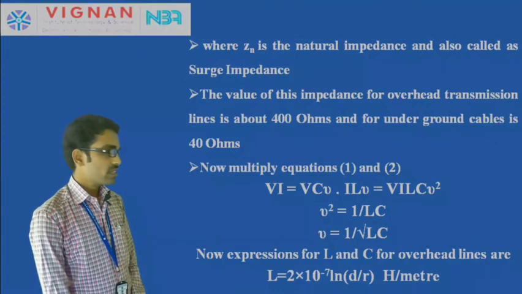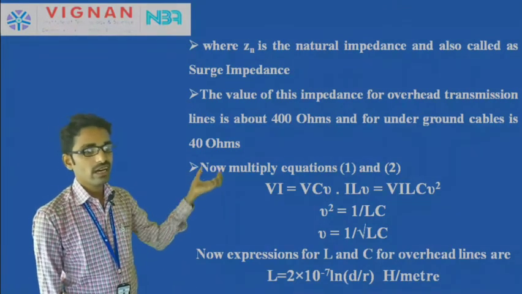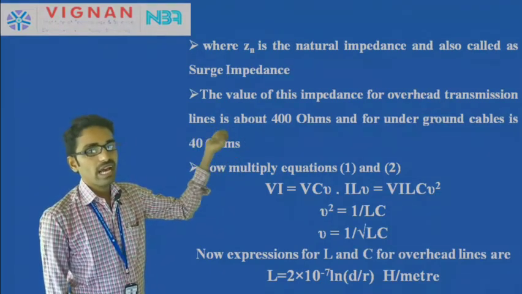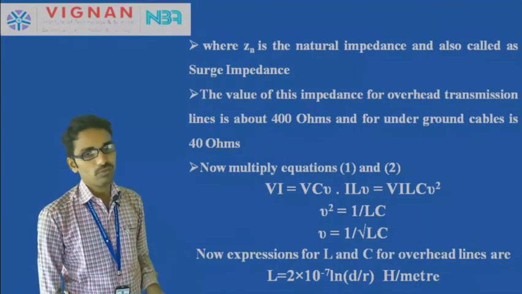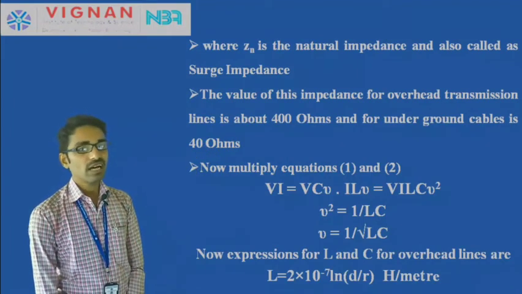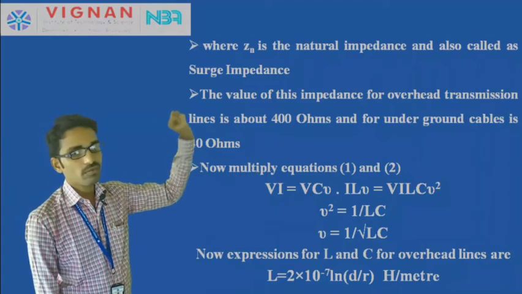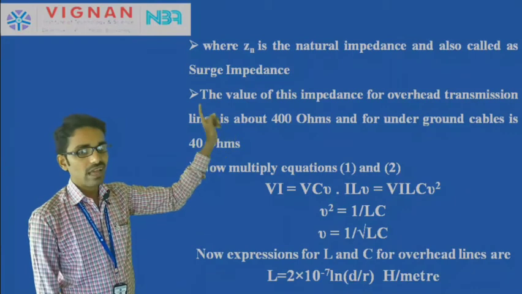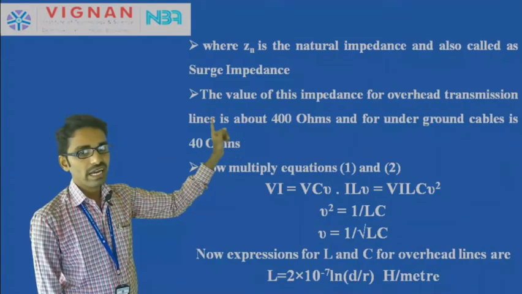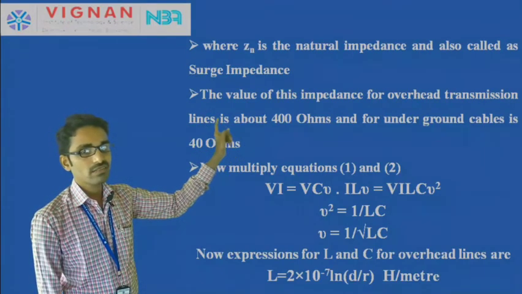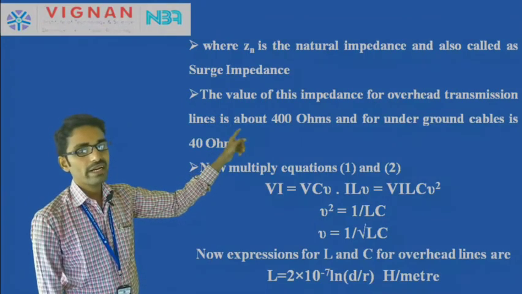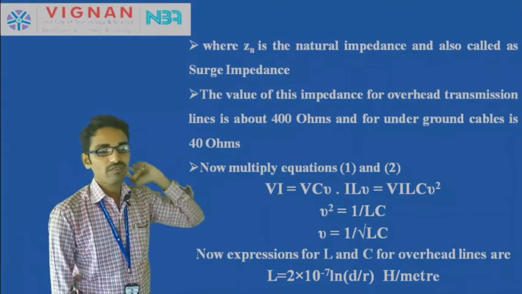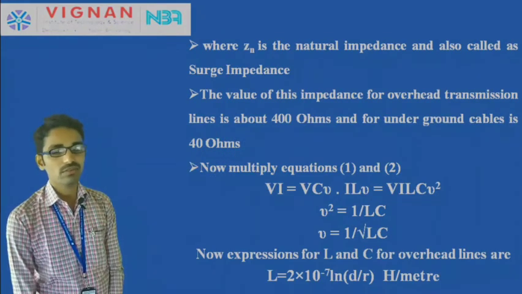The value of this impedance Zn for an overhead transmission line is about 400 ohms, and for underground cables it is around 40 ohms. It is a very important point from the exam point of view. In competitive exams you will get the question: what is the characteristic impedance or surge impedance of an overhead transmission line? It is about 400 ohms, and for underground cables it is 40 ohms.